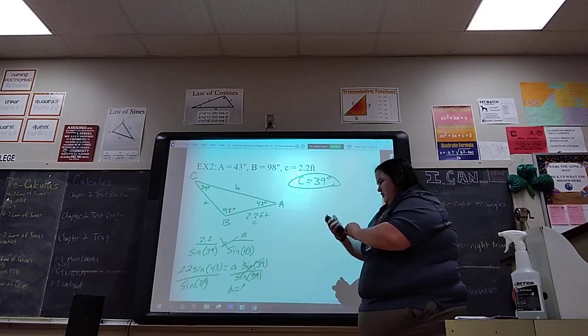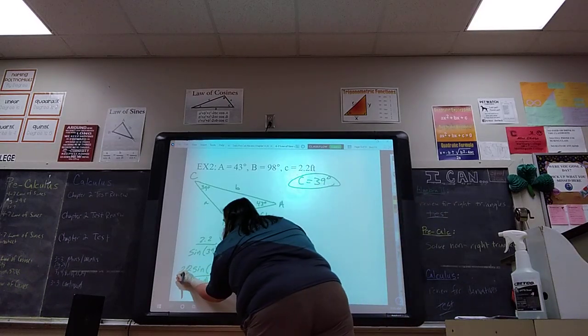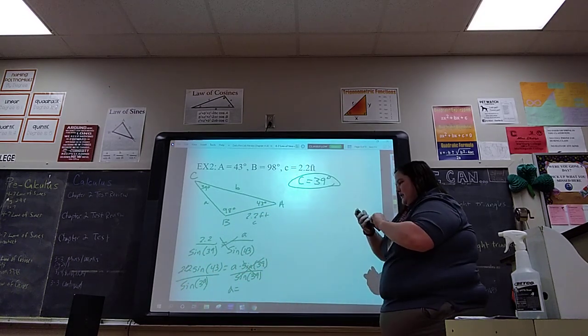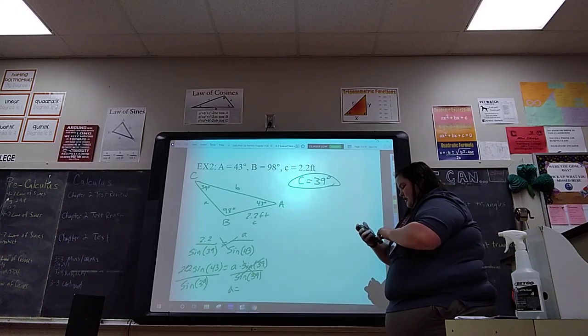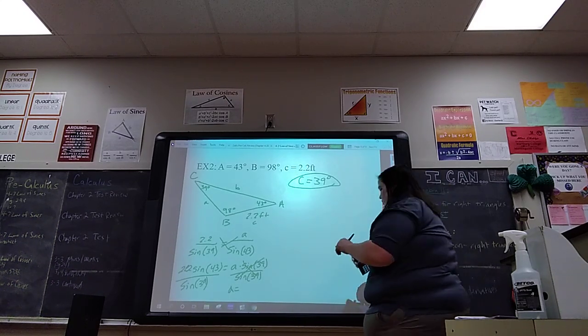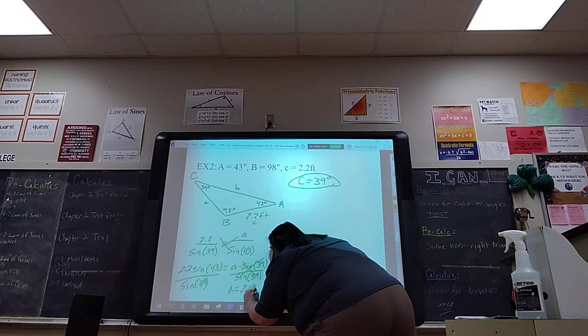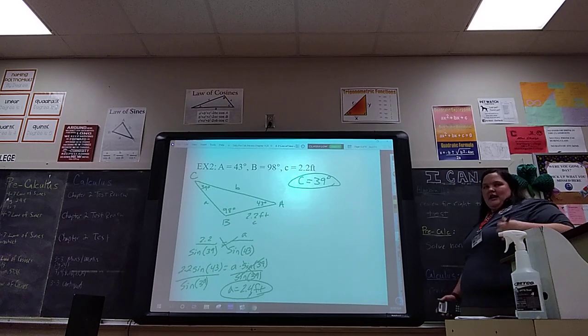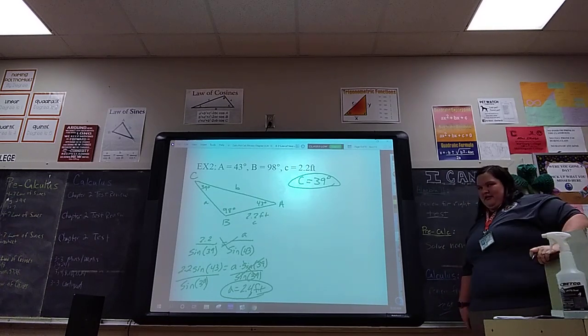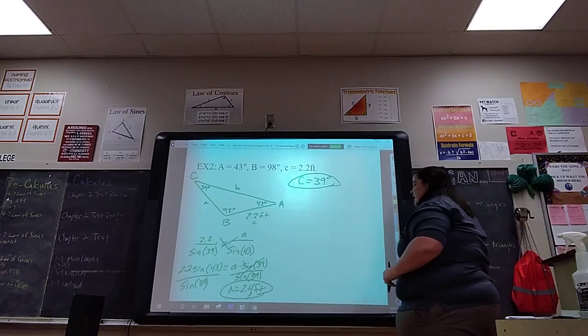So once we do that, that's 2.2 sine of 43, close the parentheses, and divide by sine of 39. 2.4. Yep. And label. So we're in feet again. It's not always going to be feet, but generally that's the default. There's A.